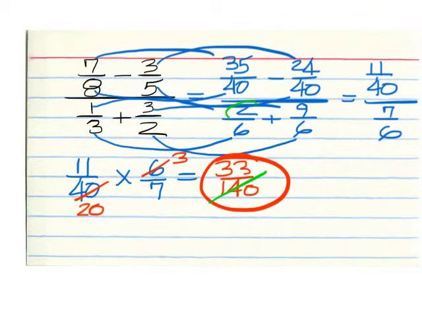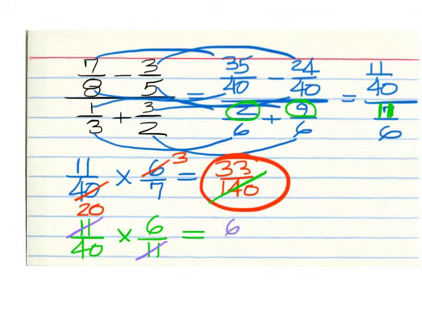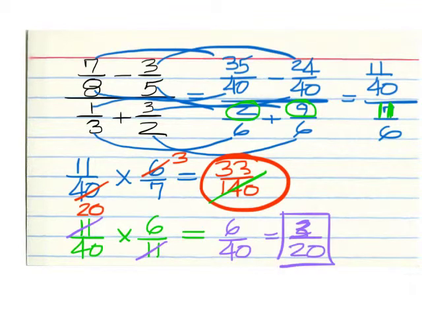I need to fix this. This is not the answer because I cannot add right now. 2 plus 9 is 11. So that should be 11 over 6, which would change this problem to 11 over 40 times 6 over 11. And that works out much better because you can cancel 11s out. And that would just leave you with 6 over 40, which reduces to, not 2 over, but 3 over 20 for the final answer, 3 over 20.